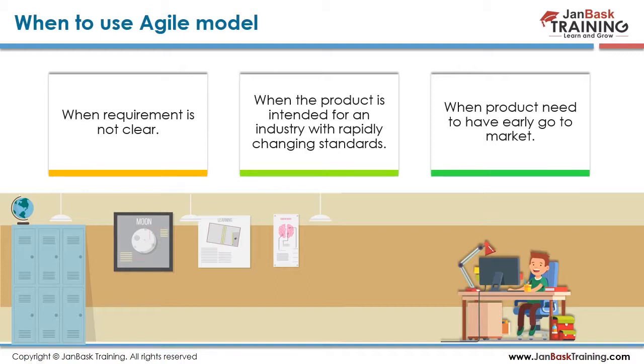When you have dependencies, when the product is intended for an industry with rapidly changing standards. You must have seen when the product keeps on coming up with changes, or there are some issues, or the lack of issues comes into the picture. You have multiple dependencies with technologies and other things. When the product needs to get to market early, when you want your working model to be ready ASAP and delivered soon. In such cases, we use the Agile model.